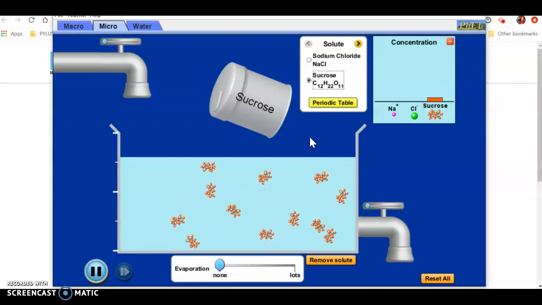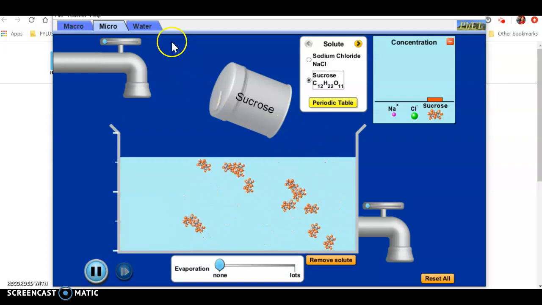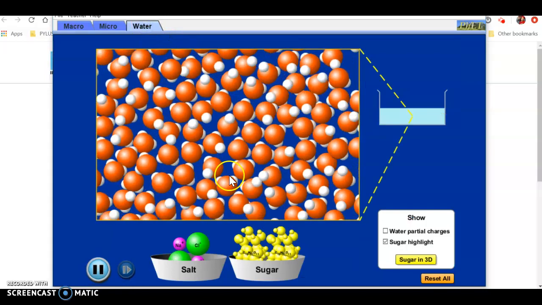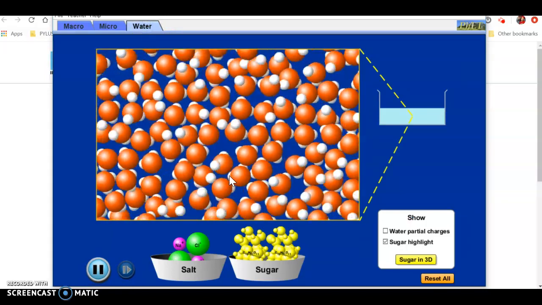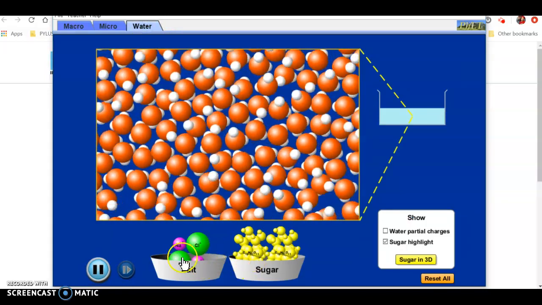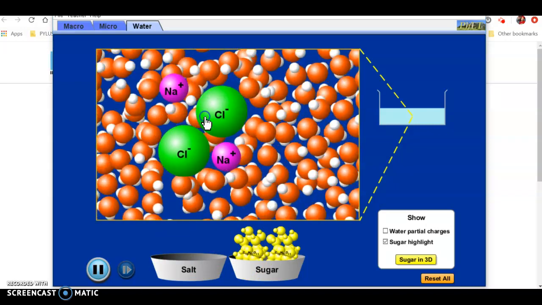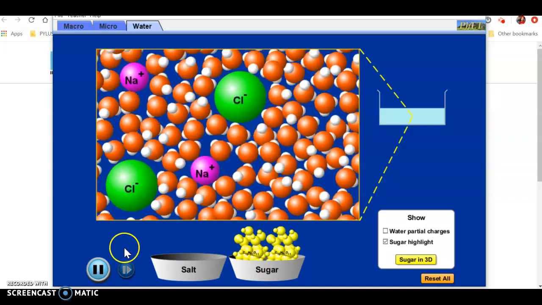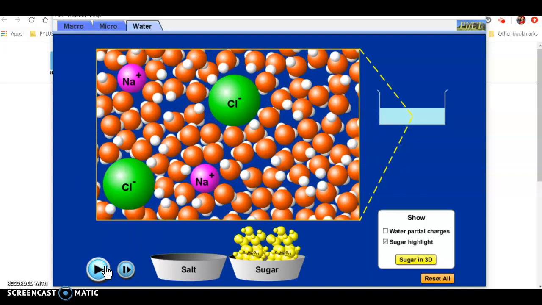You got some questions to answer. And then part D is just the water tab. Sketch and describe how salt dissolves in water. So let me put some salt in there. If I want to pause it, that would be a good sketch. Pay attention to how the water molecules are surrounding those ions.